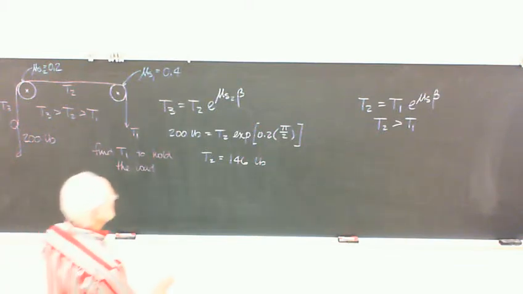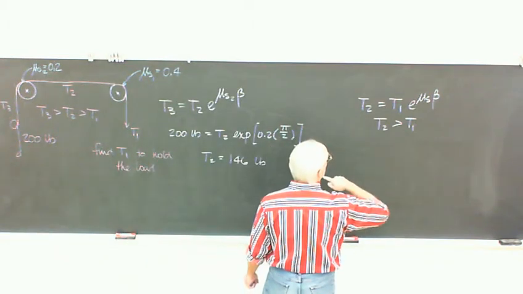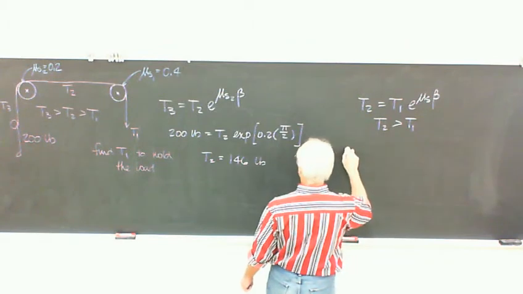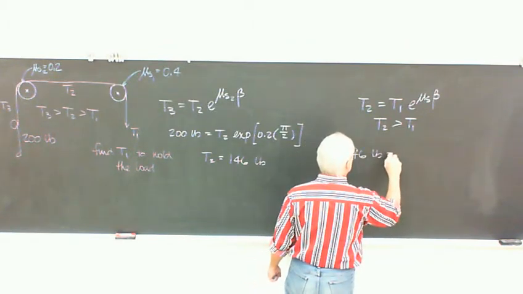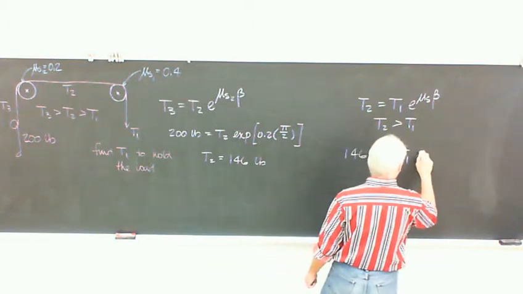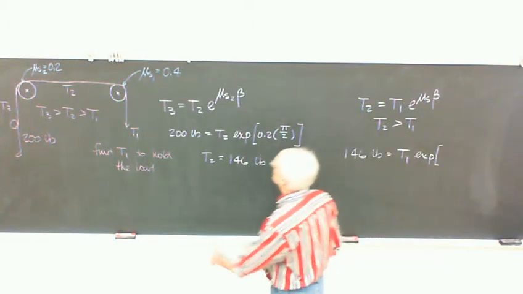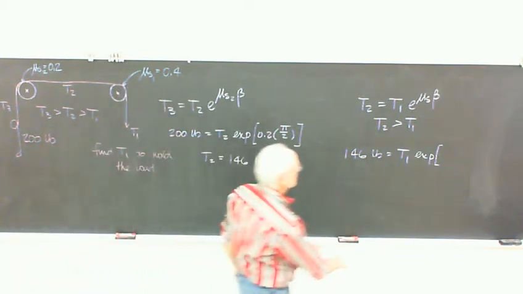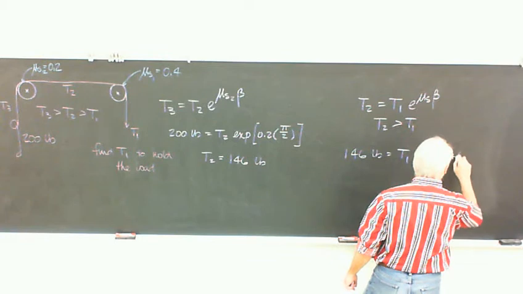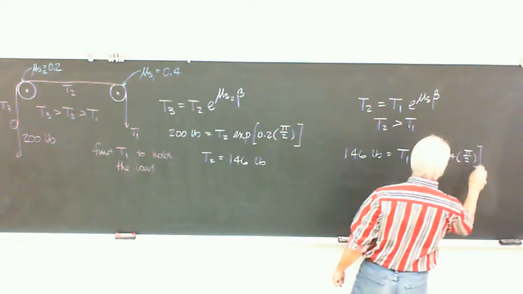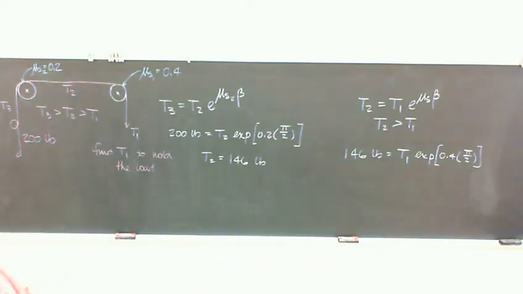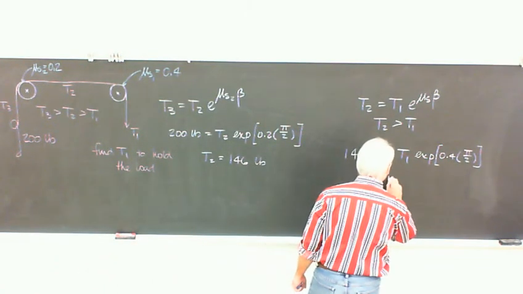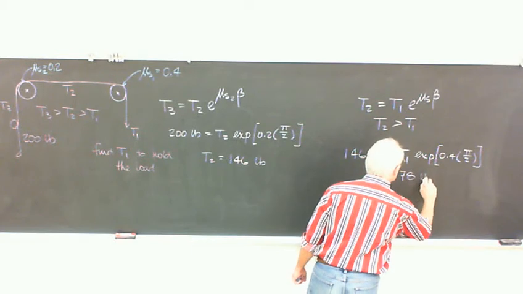So, now you can do the same thing with that T2. In fact, you can just use this equation now with 146 as the T2. And don't forget there's a different coefficient of friction over here now, but the angle is the same. And you can solve for T1. And you got 78? Looks about right.